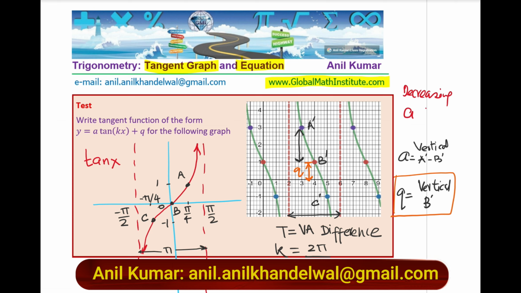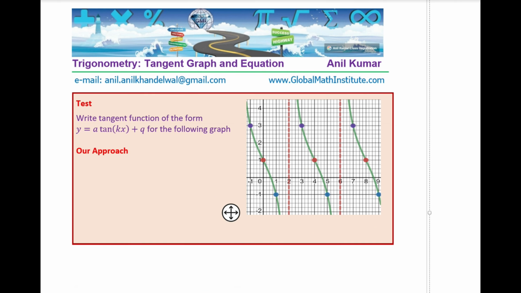Decreasing means that a is less than 0. It is negative, so the graph is reflected. So I hope now the concepts are clear. Putting all these concepts together, we can find the equation of the given tangent graph.